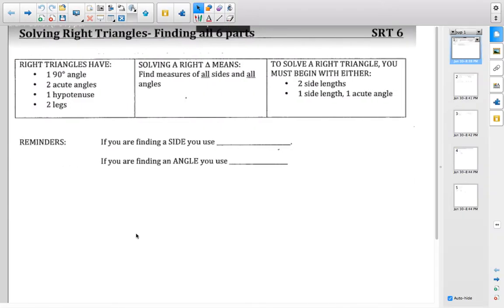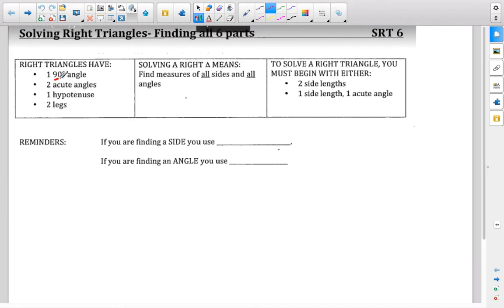Okay, today we are finding all parts of a right triangle, now that we know how to find the sides using SOHCAHTOA or an angle using SOHCAHTOA. So if you think about it, all right triangles have one 90-degree angle, two acute angles, one hypotenuse, and two legs. So these are all the parts. If I add them up, I have 2, 3, 4, 5, 6. So solving a right triangle means find measures of all sides and all angles.